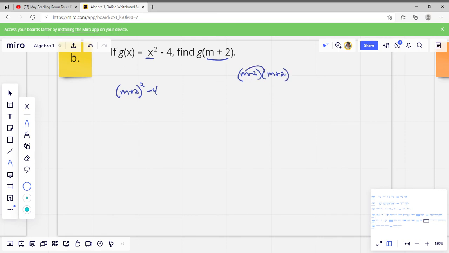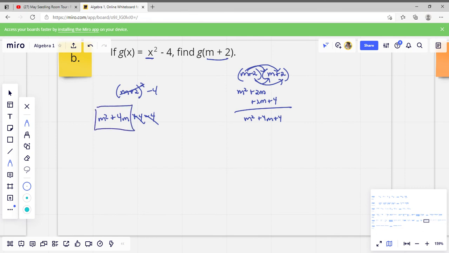So I'm going to get m squared plus 2m plus another 2m. 2 times 2 is 4. So I've got m squared plus 4m plus 4. All right, so m squared plus 4m plus 4 is all this, minus 4. Well, those cancel each other off, so our answer is m squared plus 4m.